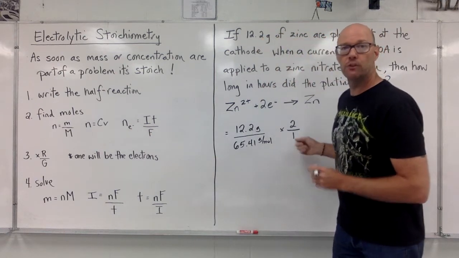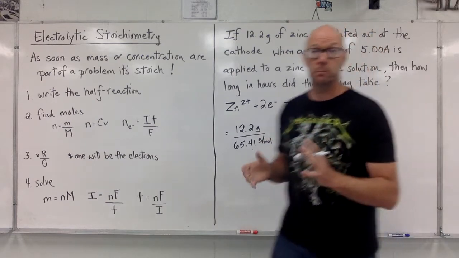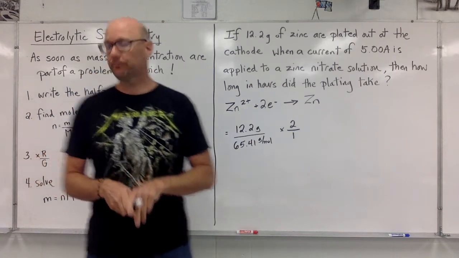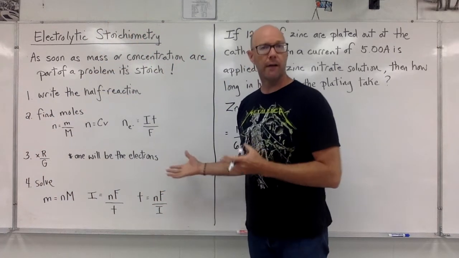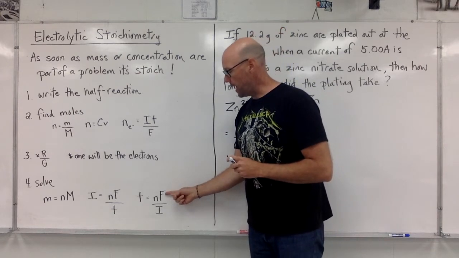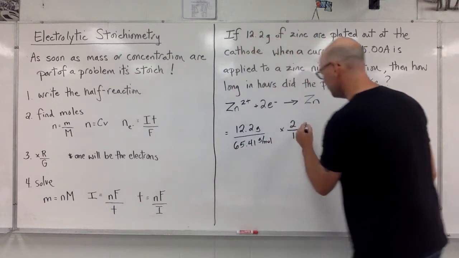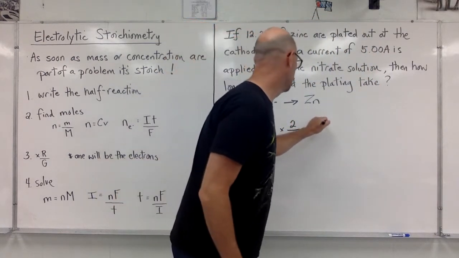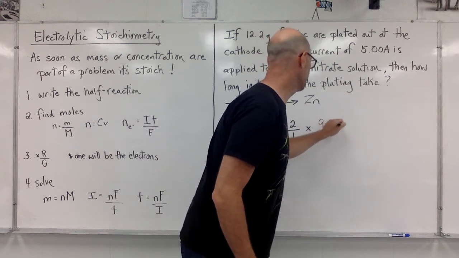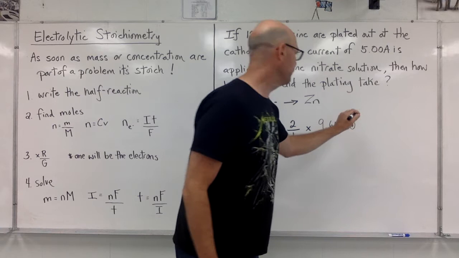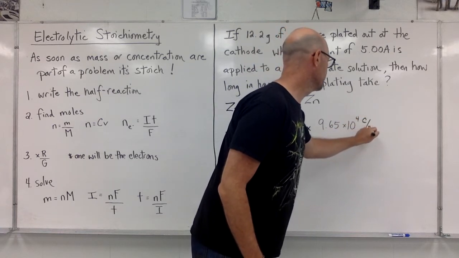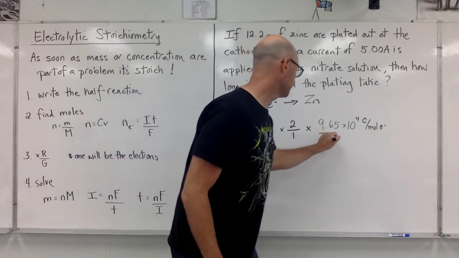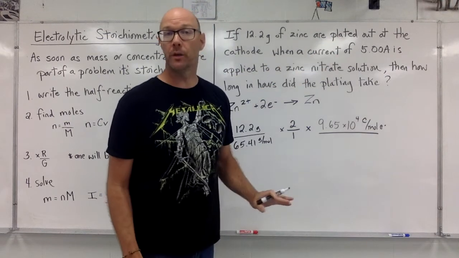After we multiply by R over G, our last step is solve. This particular question says, how long in hours did it take? We're trying to find the time. The time is the moles, which we have represented on the board already, multiplied by F over I. So I'm going to multiply by F, Faraday's constant, 9.65 times 10 to the power of 4 coulombs per mole of electrons, over the current, which is 5.00 amps.